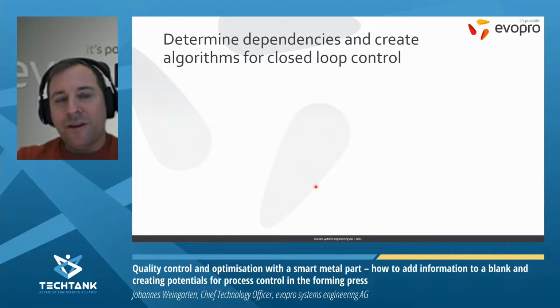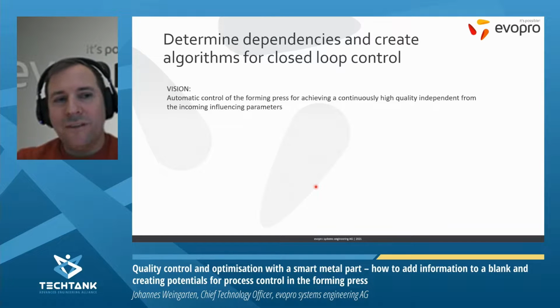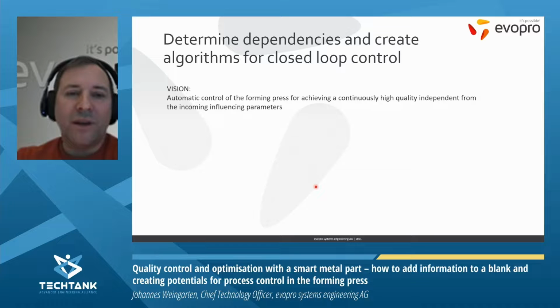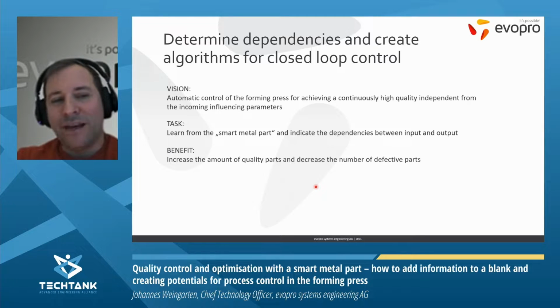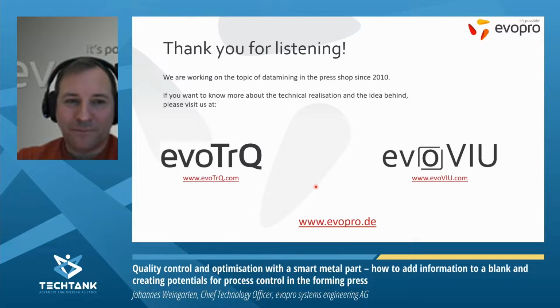Okay, so determining dependencies and controls and creating algorithms for closed loop control. The vision is the automatic control of the forming press for achieving a continuously high quality independent from the incoming influencing parameters. The task that we have to do is to learn from the smart metal part and indicate the dependencies between input and output. And the benefit, of course, is increasing the amount of quality parts and decreasing the amount of defective parts.